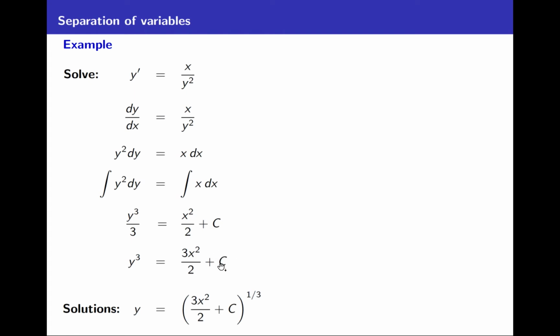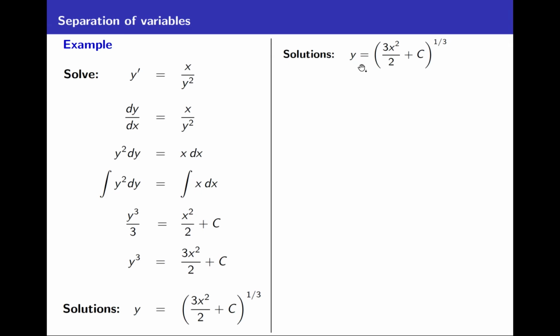It's just a constant. And we've almost got the y isolated, but it's cubed here. So in our final step, we take the cube root of both sides. We'd raise both sides to the power of 1/3, and doing so gives us what we have down here, y equals (3x squared over 2 plus c) to the power of 1/3. So we've just used separation of variables to find our solutions.